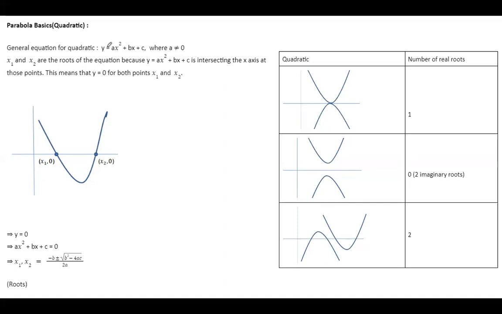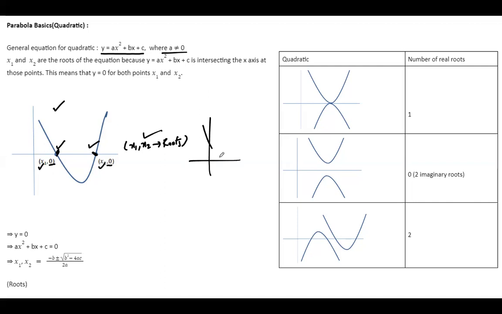So the general equation of a quadratic is y is equal to ax square plus bx plus c, where a is non-zero. So a general quadratic graph looks like this, wherein at these 2 points, the y coordinate is 0. All those points where the y coordinate is 0, the x coordinates are called the roots of the quadratic. This is one important point. So how many roots does this graph have? 2 roots.